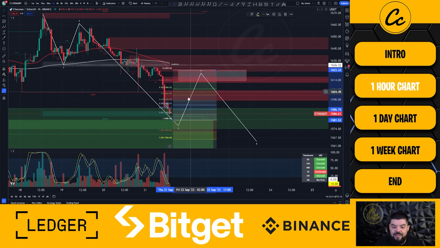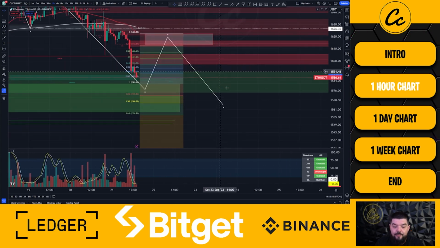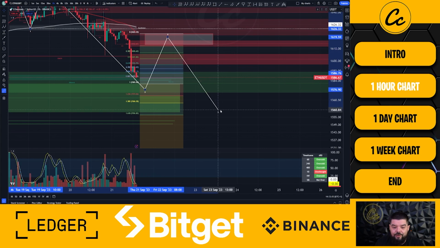We will need to see the nested structure within this 4th wave, but we can obviously early on here target out this move for Ethereum, coming down to as low as $1,556.81.